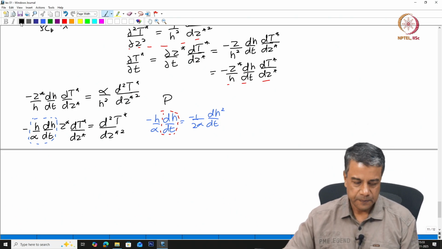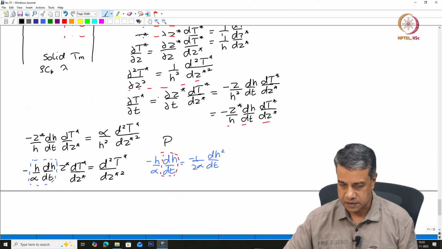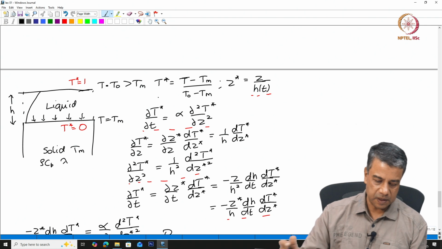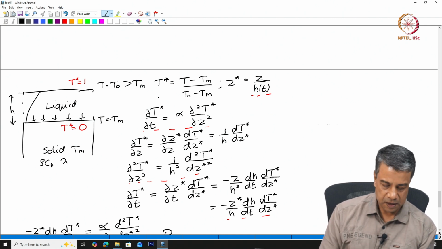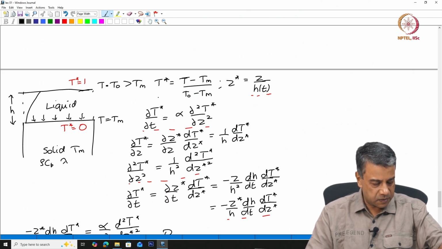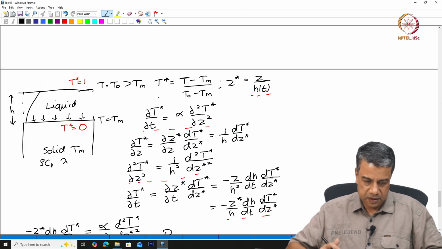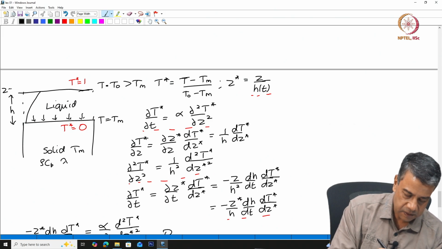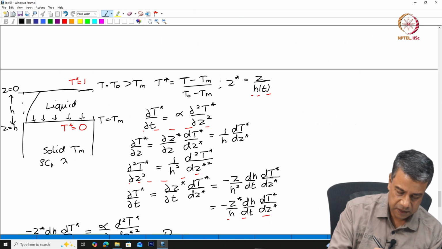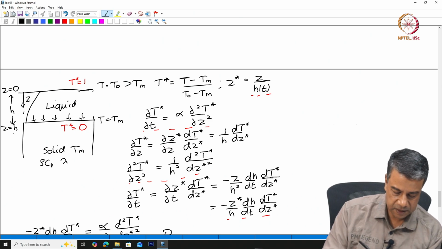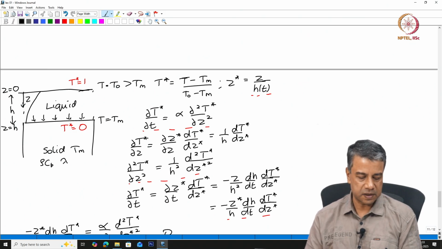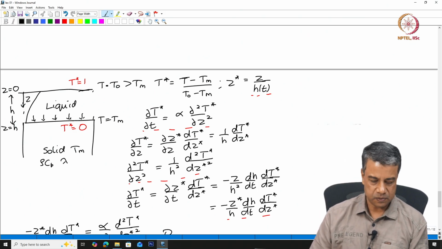So, I had got the conservation equation here. I also have another condition that has to be satisfied. I had applied boundary conditions T star is equal to 1 at z equals 0 and T star is equal to 0 at z star equals 1. I will call this z equals 0, and this is z equals h. I am taking z in this direction. So, the temperature is 1 at z equals 0 and 0 at z equals h, or z star equals 1.